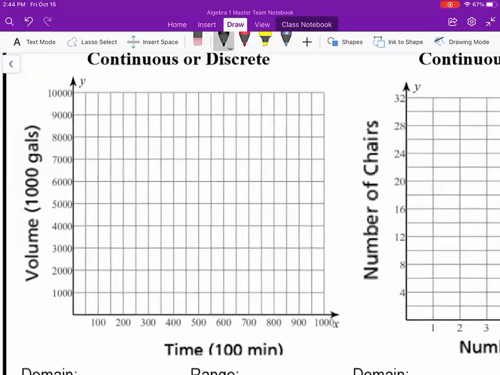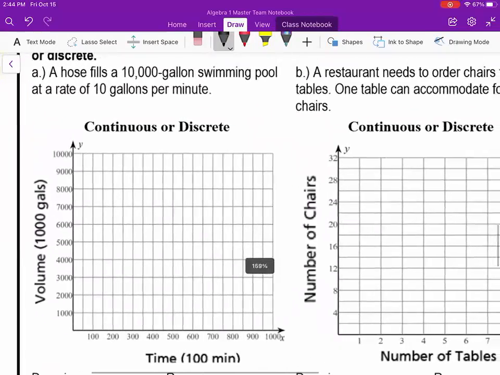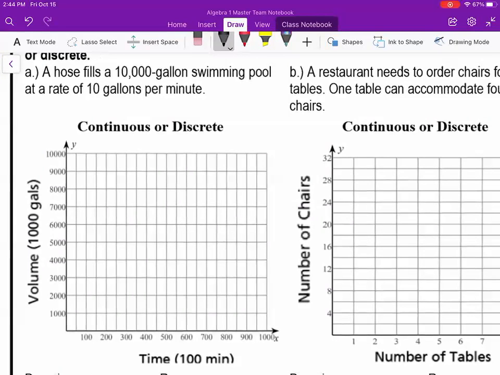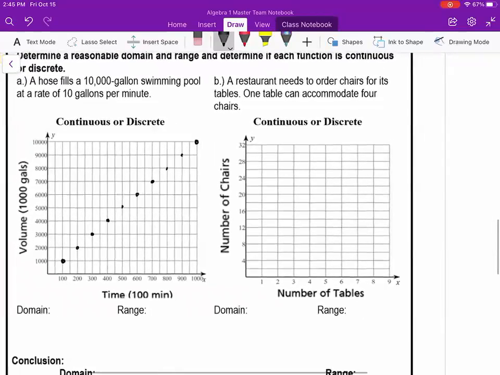So after 100 minutes, based on the information that it's given, 10 gallons per minute, 100 minutes, you're going to get 1,000 gallons. After 200, 2,000, 300 minutes, 3,000, and so on and so on. This is consistent, so it's going to be pretty easy to fill up. So 600, 6,000 gallons, 700 minutes, 7,000, 8,000, 9,000, and after 1,000 minutes, we finally have 1,000 gallons. Okay, before I tell you if this is continuous or discrete, and before we find the domain and range, let's go ahead and create the next function.